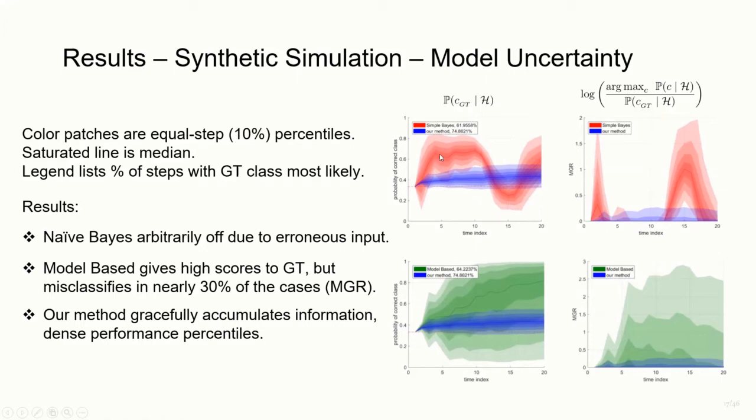In the top row we can see that naive Bayes can be arbitrarily off, because it directly uses classifier output, so it takes erroneous input. In green, model-based generally gives high scores to the ground truth. The probability of the correct class is generally high, but if we look at the percentiles, nearly 30% of the realizations are misclassified at the last time step, after fusing all the measurements. In contrast, our method can be seen to accumulate information because it is given the uncertainty and compensates for it.